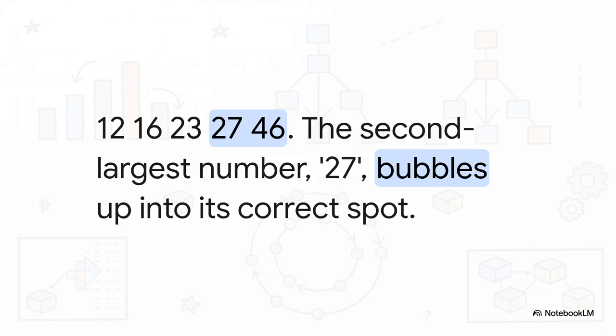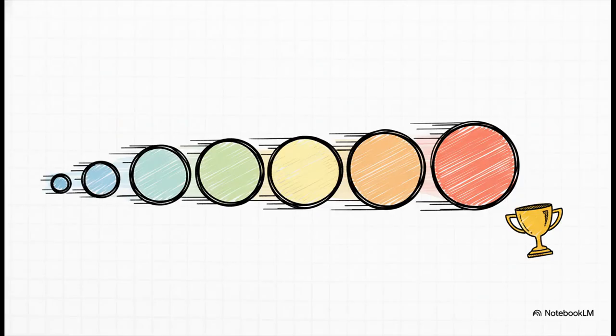The algorithm's actually smart enough to know that 46 is already sorted, so it just ignores it. It repeats the whole compare and swap thing, and this time the next largest number, 27, bubbles up and settles in right next to it. And this just keeps on going for a few more passes, with each one locking the next largest number in its place until, voila, the entire list is sorted.